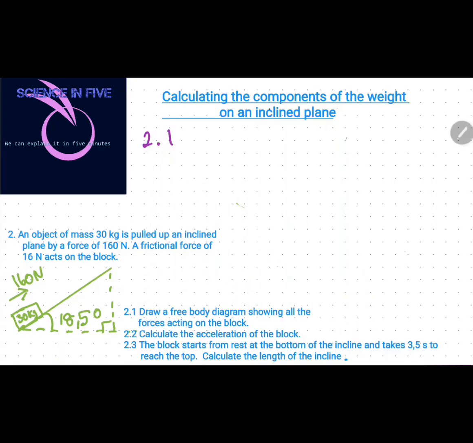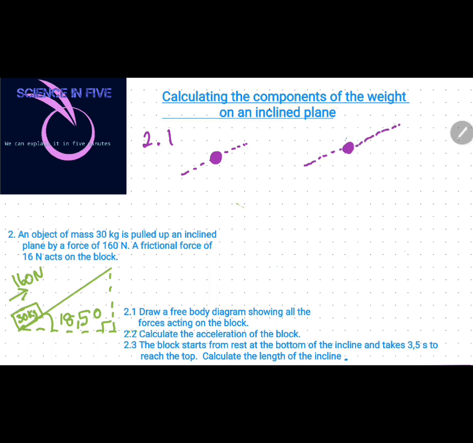Moving on to 2.1, we are asked to draw a free body diagram showing all the forces acting on the block. Again, we're going to mimic the incline, and then we're going to place the object on the incline. What are the forces that are acting? Well, the first force we have is the weight. Now, I've got two options that I can draw. I can draw two kinds of free body diagrams. I'm going to show those two kinds.